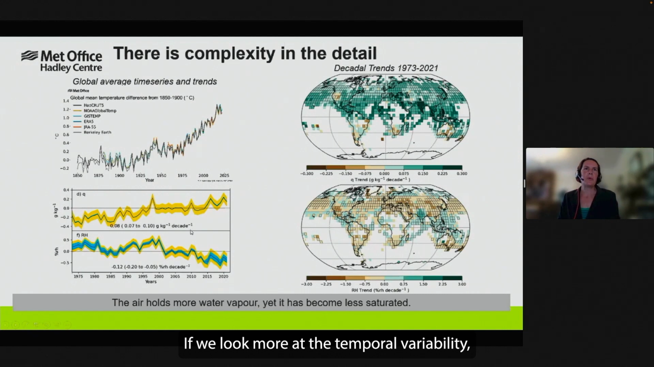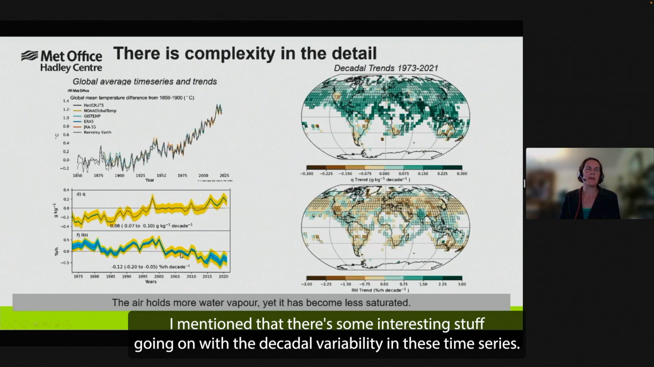If we look more at the temporal variability, I mentioned that there's some interesting stuff going on with the decadal variability in these time series.